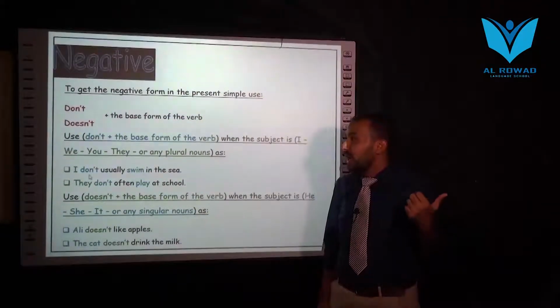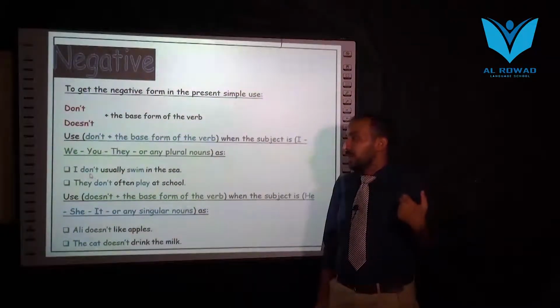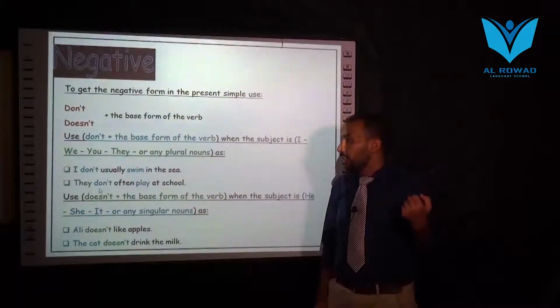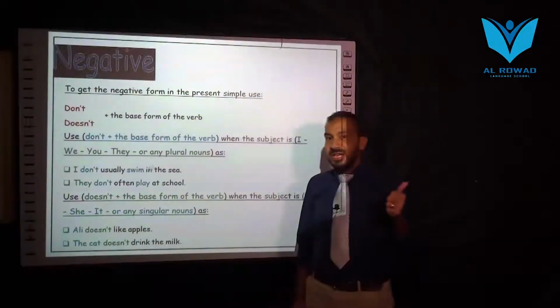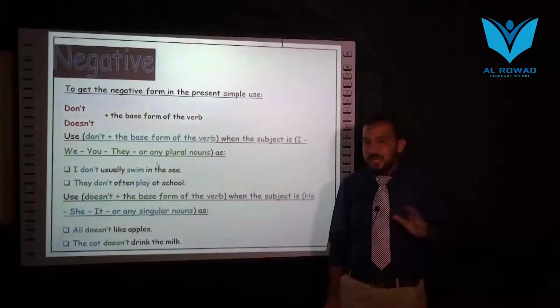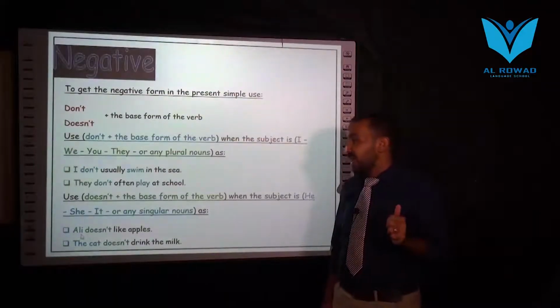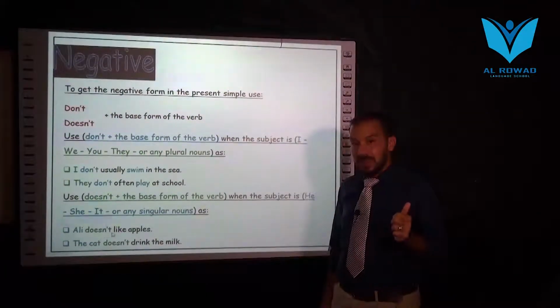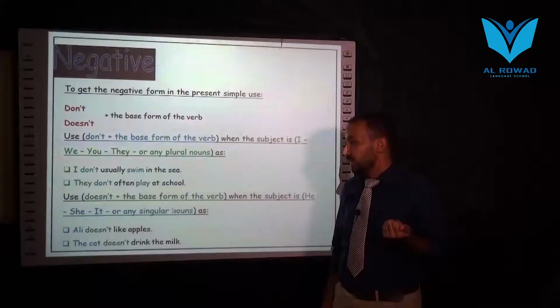Like when I say I don't usually swim in the sea. The next example, they don't often play at school. We use doesn't if the subject is he, she, it, or any singular noun. Like for example, Ali doesn't like apples or the cat doesn't drink the milk.